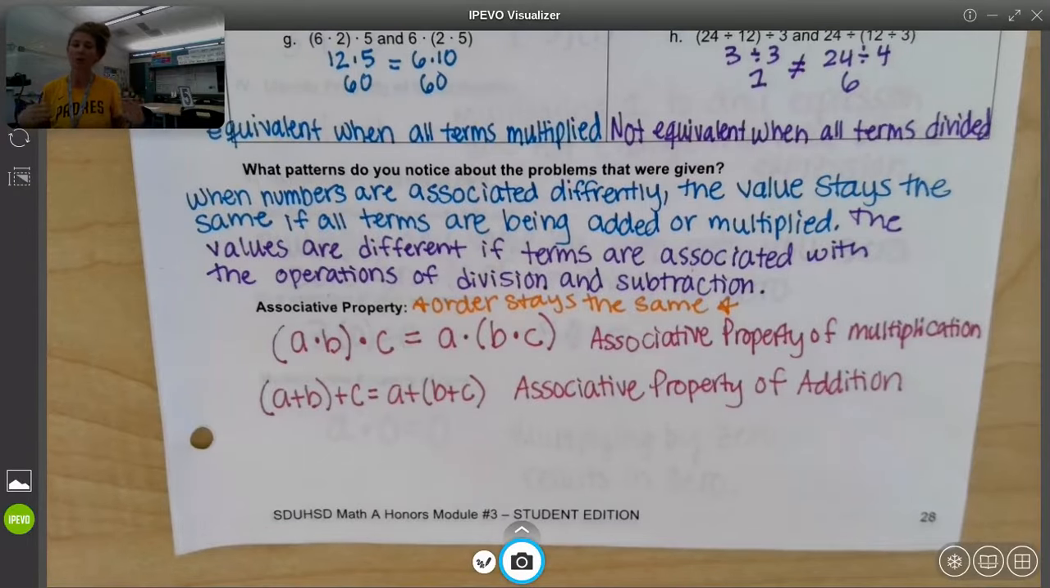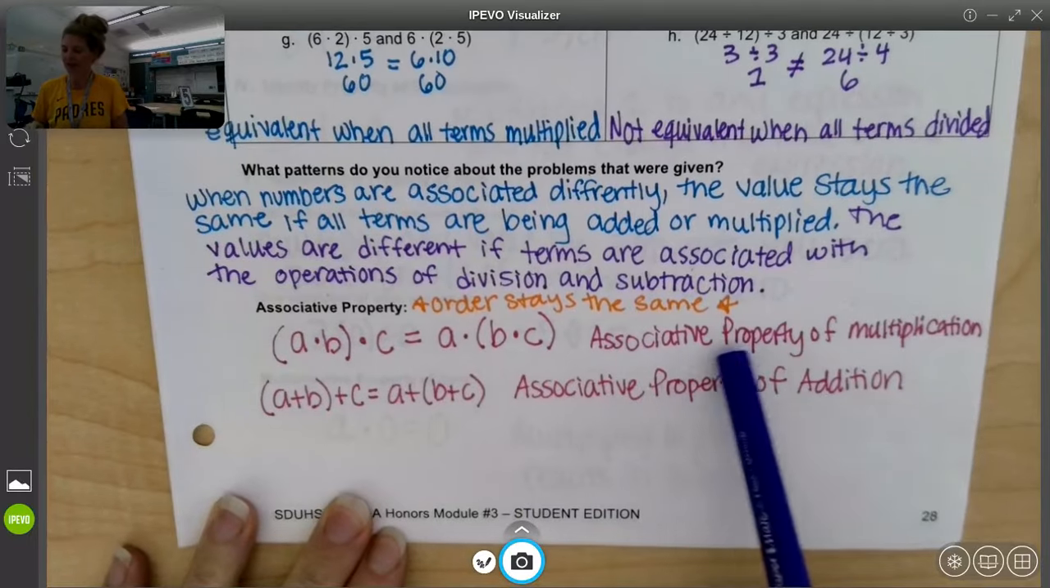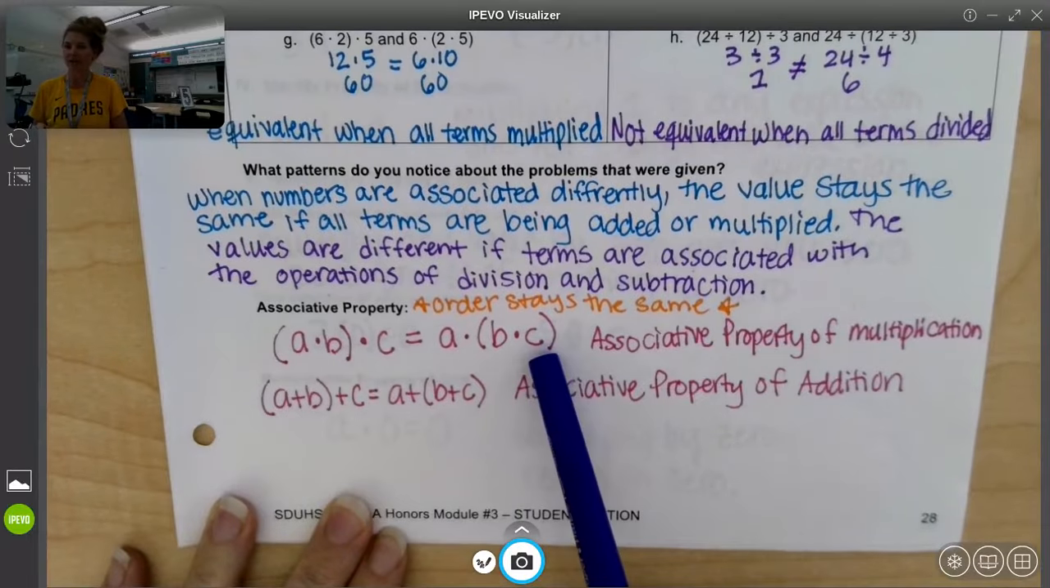And again, remember, the order does not change. So notice I have A, B, C and A, B, C on both sides. This is the associative property of multiplication. I'm going to group A and B together first, and I'm going to group B and C together first. The products are the same.